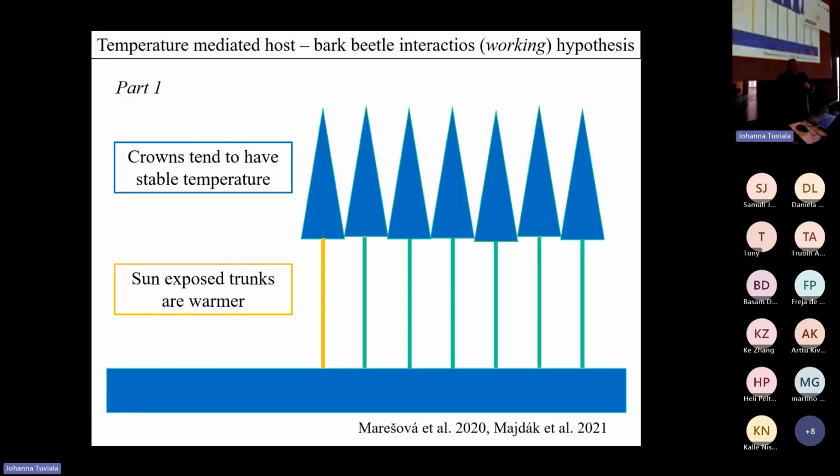We have some working theory. I think I presented it in the first seminar of RESDINET. I will present just a short part of it, based on the idea that beetle attack is connected with temperature regime. In a healthy forest, trees tend to have stable temperatures, especially the tree crowns, but trunks exposed to sun are warmer.